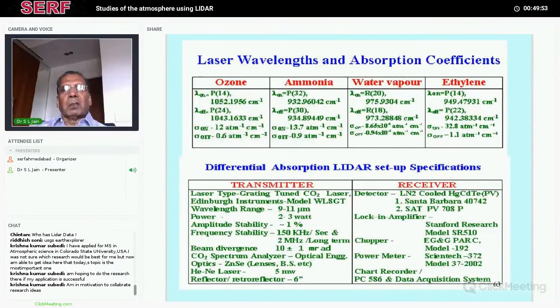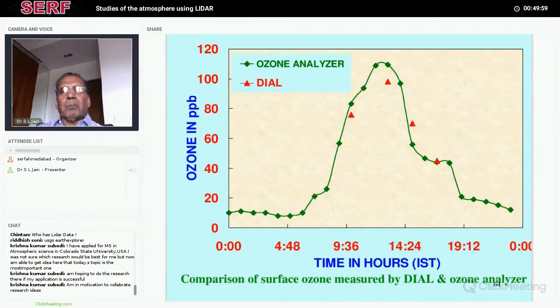These are the different lines which you can use for ozone, ammonia, water vapor and ethylene. This is the profile of the ozone analyzer compared with the DIAL system. So these are the values of the DIAL system, and you can see the values on the same day compared almost well.